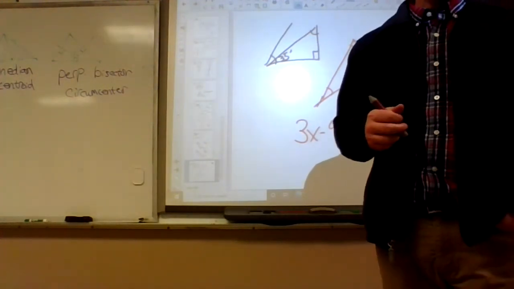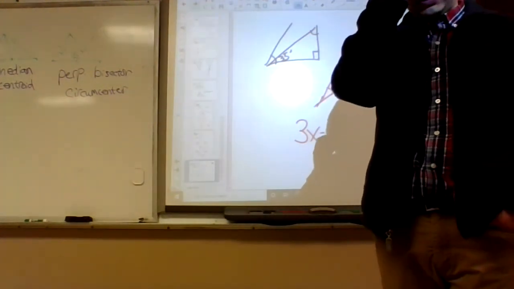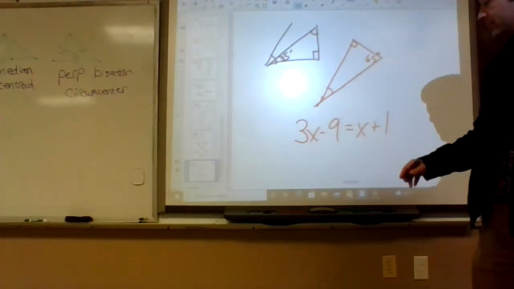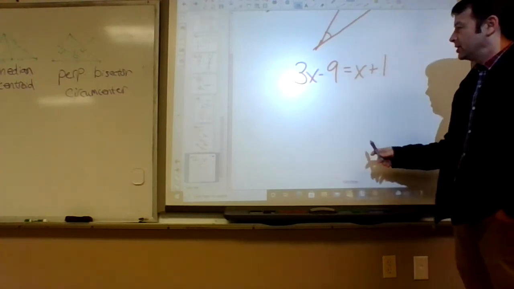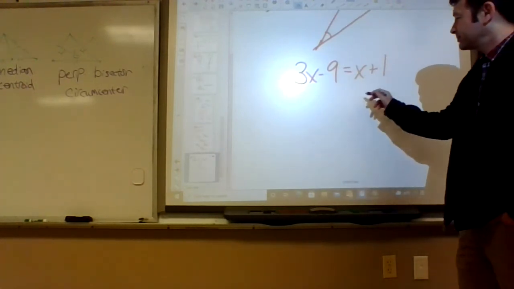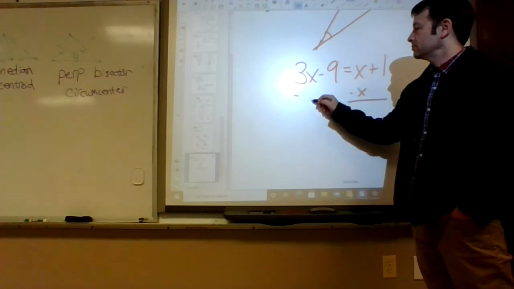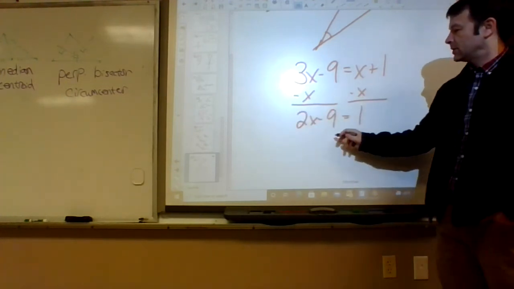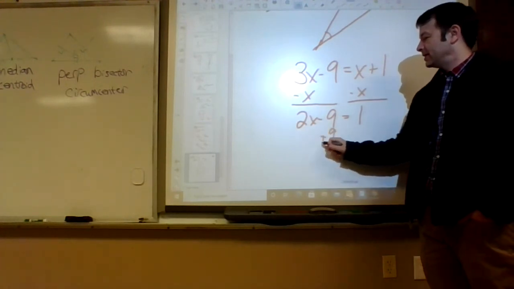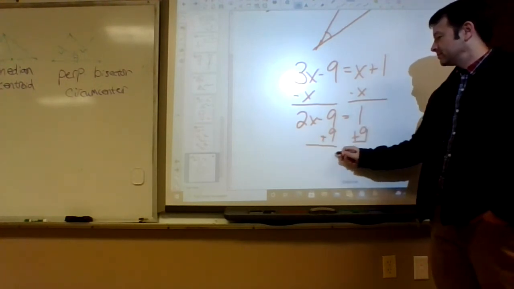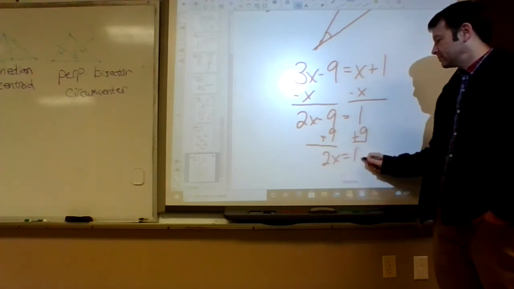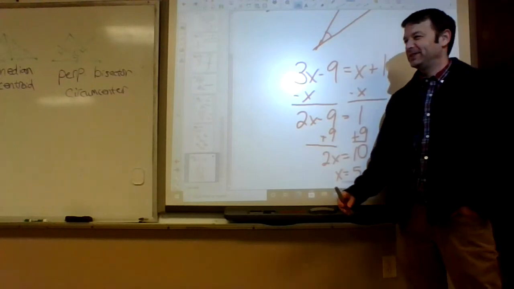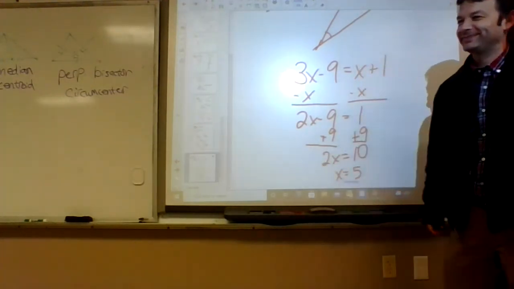What do we know about ZD? It's going to be the same as those two. So if we can find the length of one of those, then we know the length of all three. So how do I solve this for x? Subtract x, we'll get 2x, and add 9, then divide by 2. So x equals 5. You get that, dude? Good job.